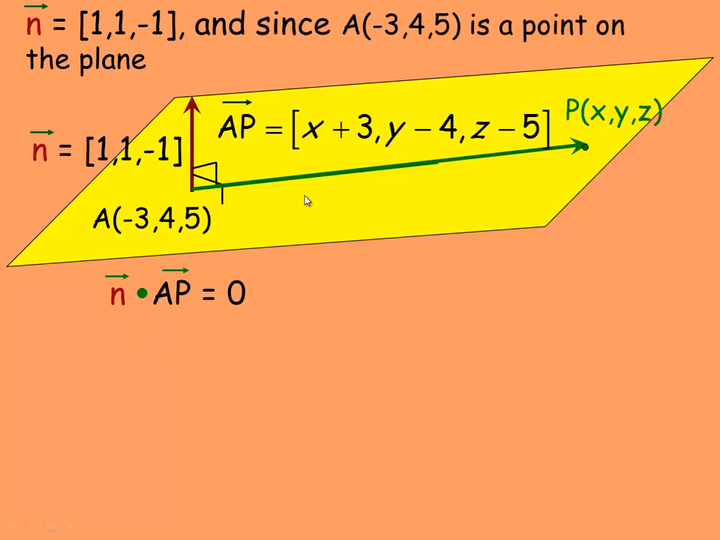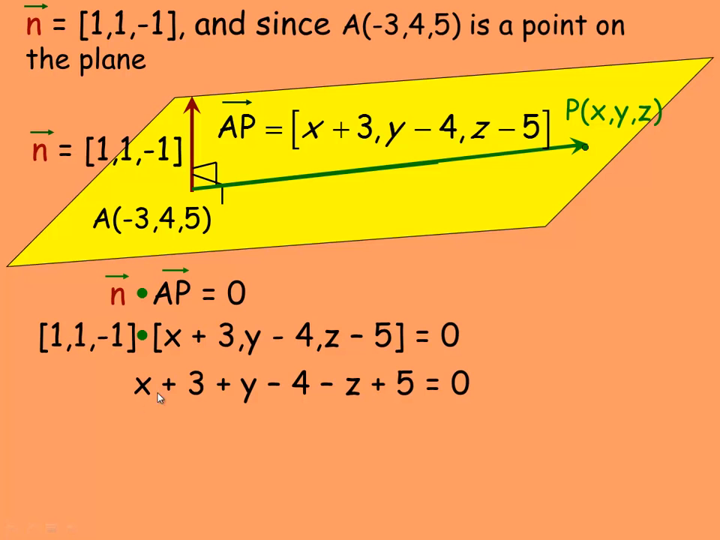Now, the vector AP is the vector that goes from negative 3, 4, 5 to the arbitrary point x, y, z. So we subtract the coordinates to get the components of the vector. x take away negative 3 is x plus 3. y take away 4 is y minus 4. And z take away 5 would be z minus 5. And so that's the vector AP's components. So we're going to take the dot product of n and AP, and this will actually give us the equation when we simplify it.